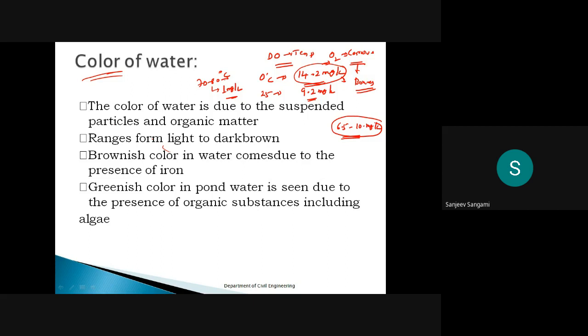The color of water is due to suspended matter and organic matter. It is due to the suspended particles, and it ranges from light to dark brown. If mud is there in water, something is present, and you are not supposed to drink it. A brownish color in water comes due to the presence of iron.